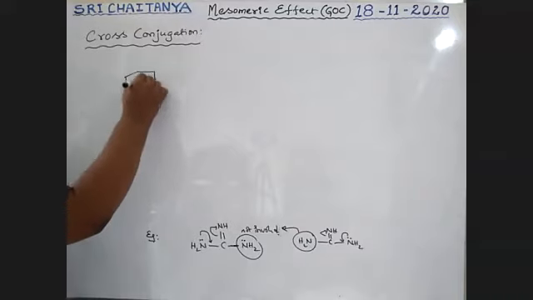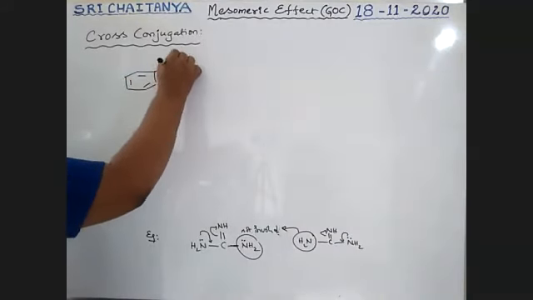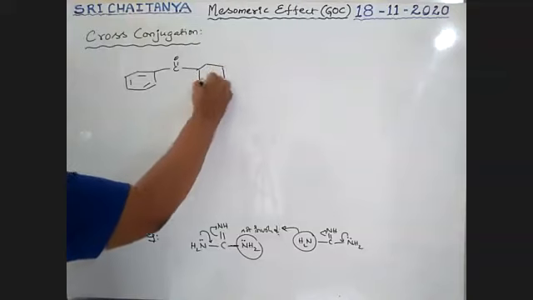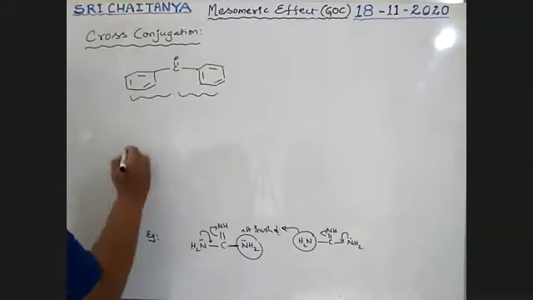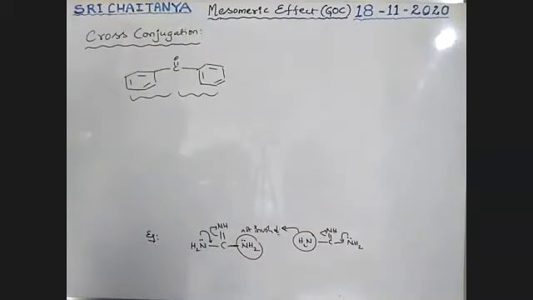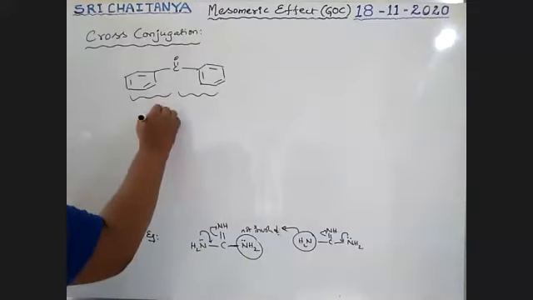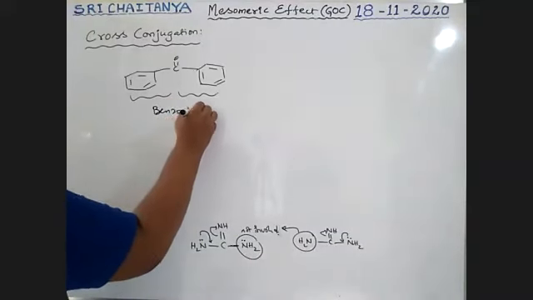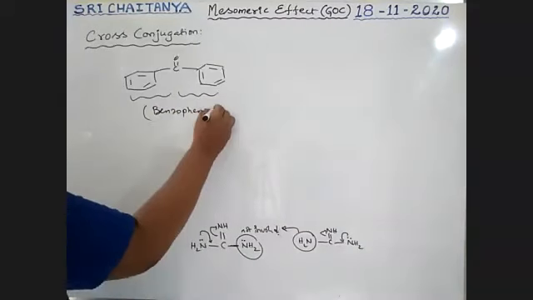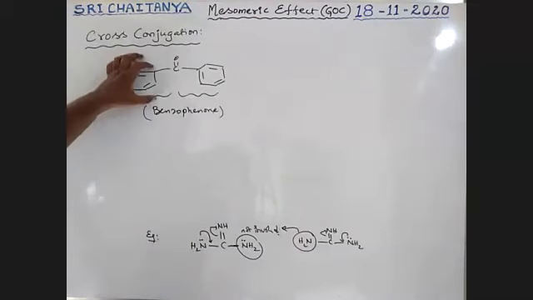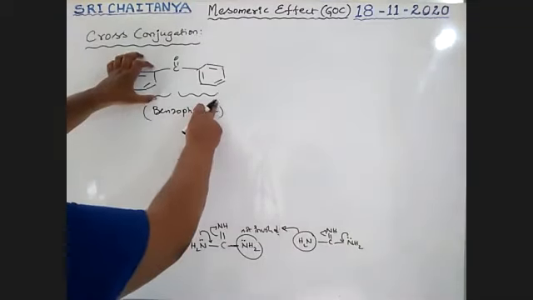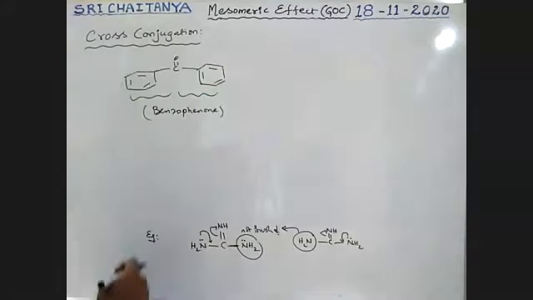Benzene bonded with C double bond O. Diphenyl ketone. So either these two or these two are involved in it. Altogether, all three are not involved. So it is benzophenone. If one is not involved, these two are involved. If it is not involved, these two are involved. This gives cross conjugation.